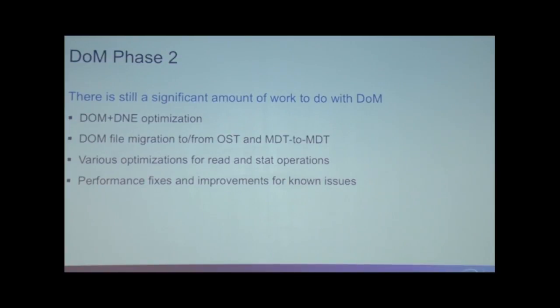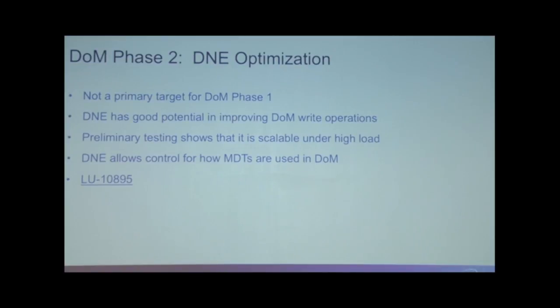So speaking of phase 2, what's coming? There's still a significant amount of work to do. Phase 1 really focused on the framework and the stability of that framework. In phase 2, we're going to cover optimizing Data-on-MDT with a DNE configuration. We want to handle migration, and we have a few optimizations already in flight, and I'll step through each of these. So first, DNE.